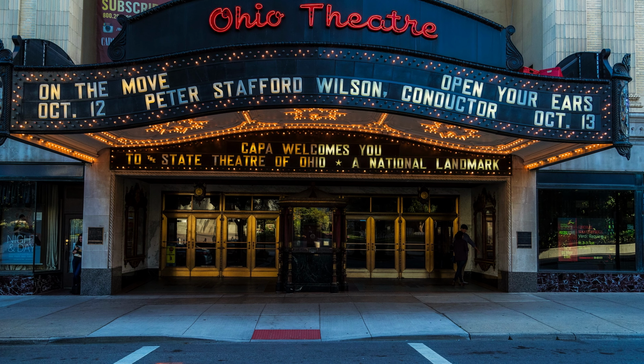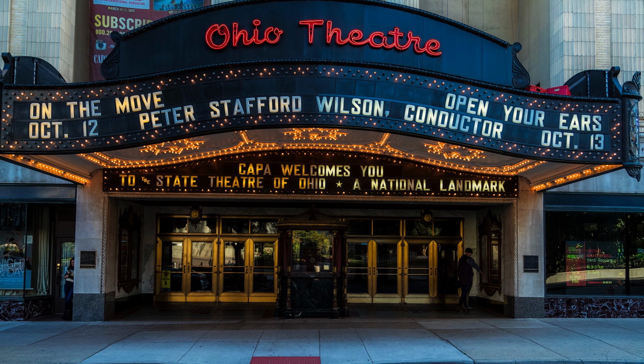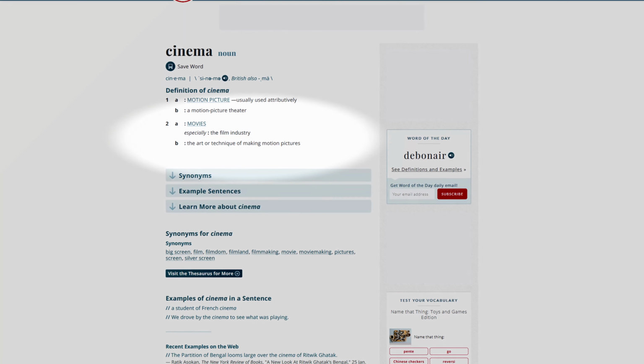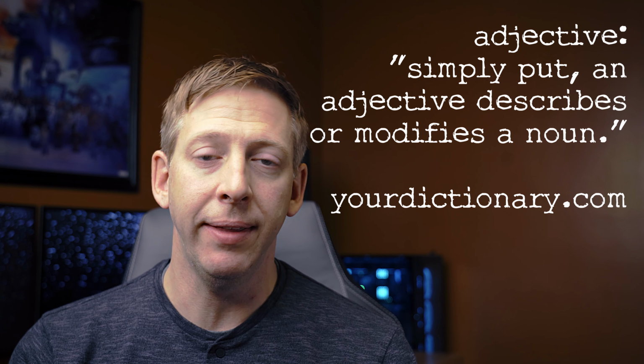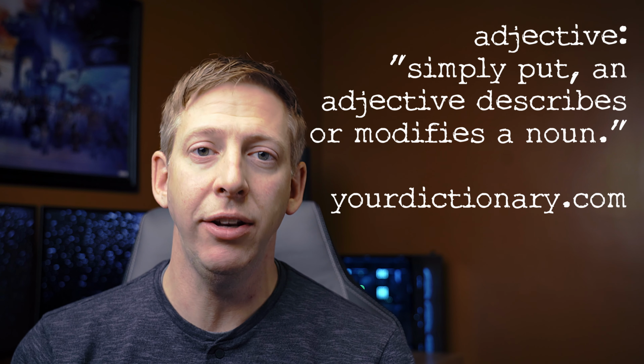And the word cinema refers to the place where motion pictures are shown. In other words, a movie theater. Now, it has since been expanded, and the definition of cinema also includes movies or the business of making movies. Finally, the word cinema is just the noun version, and then cinematic would be the adjective version. So in other words, this describes something that is like a motion picture or related to that subject.